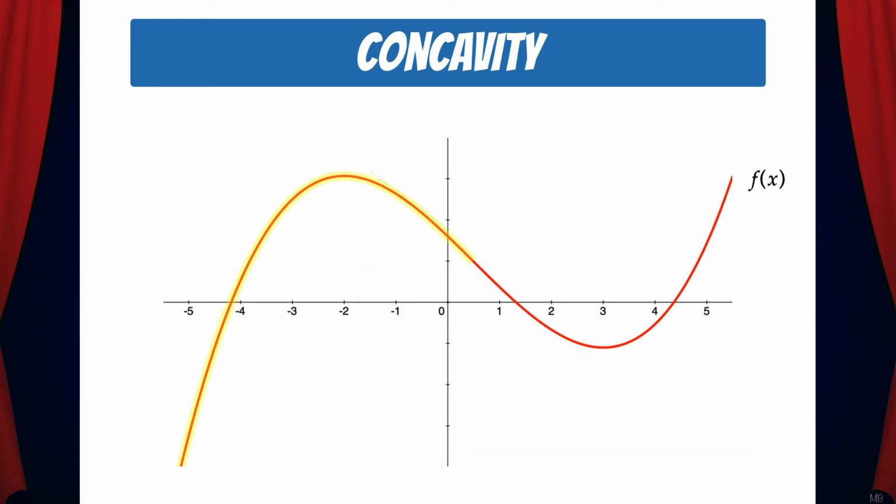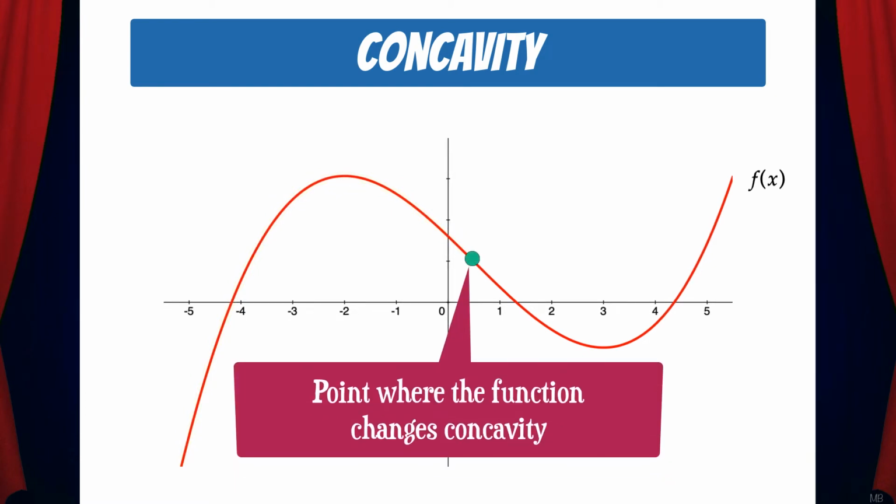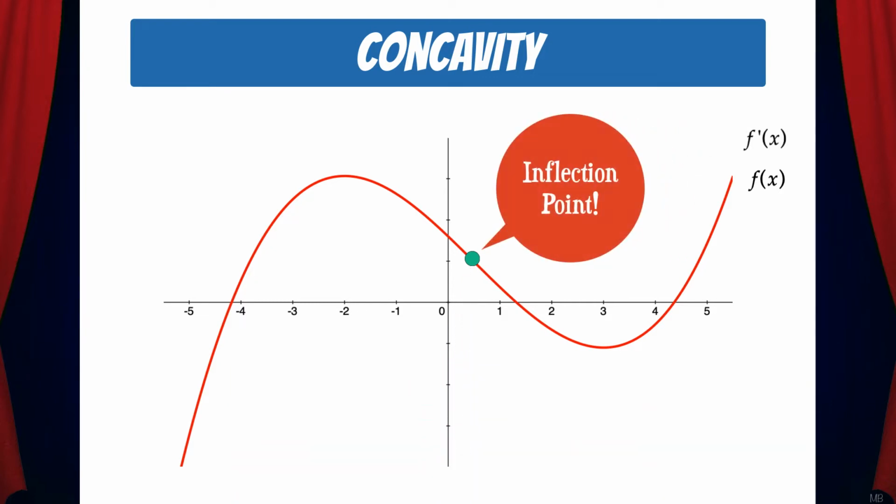Now there's a point on the graph where the function changes concavity. In other words, there's a point where the function changes from concave down to concave up. This point is called an inflection point.